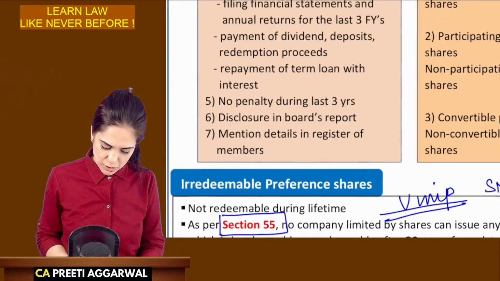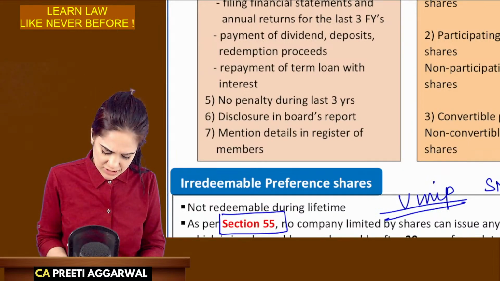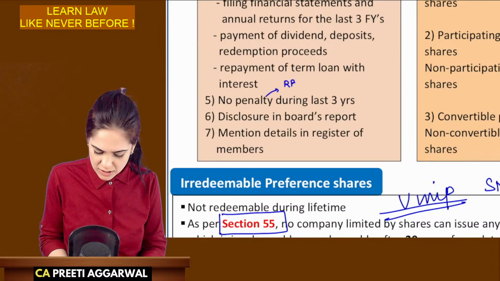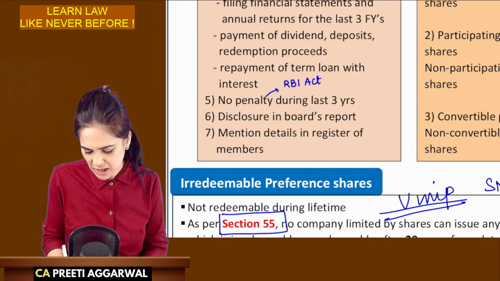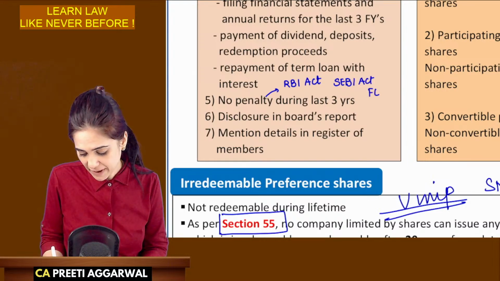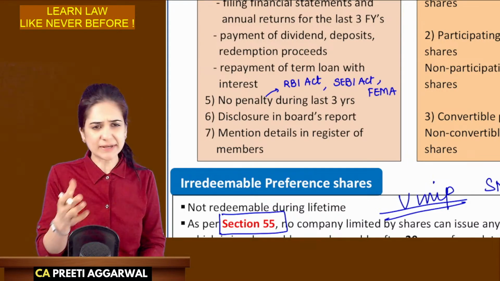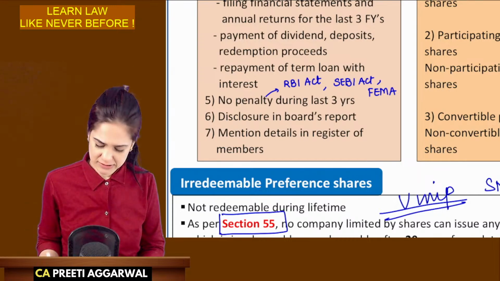The company should not have any penalty imposed on it in the last 3 years. This penalty may be imposed under the RBI Act, the SEBI Act or FEMA. So there should not be any penalty under any of these acts.